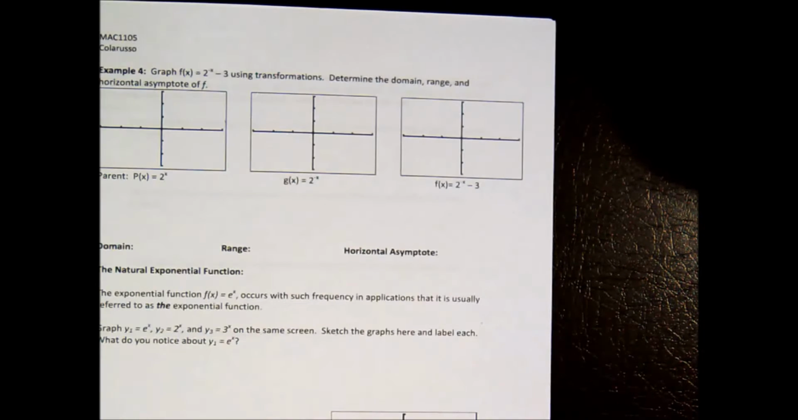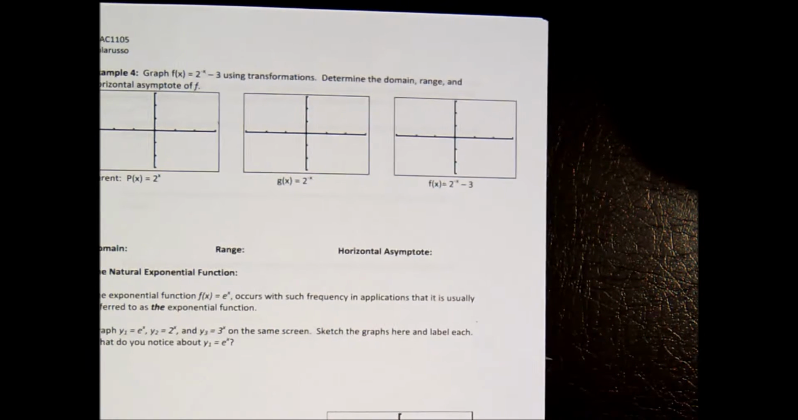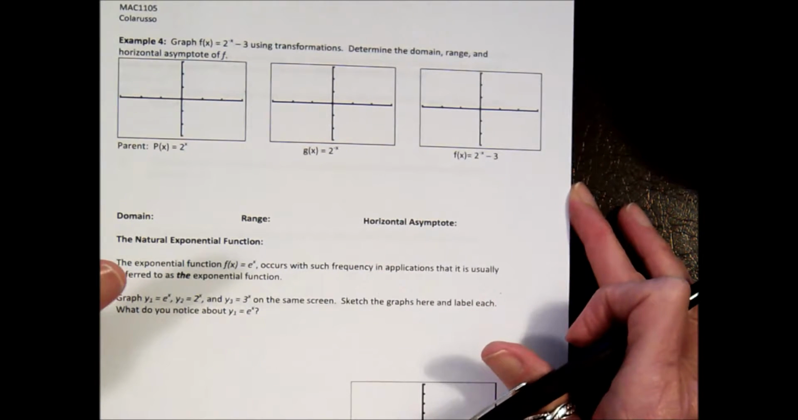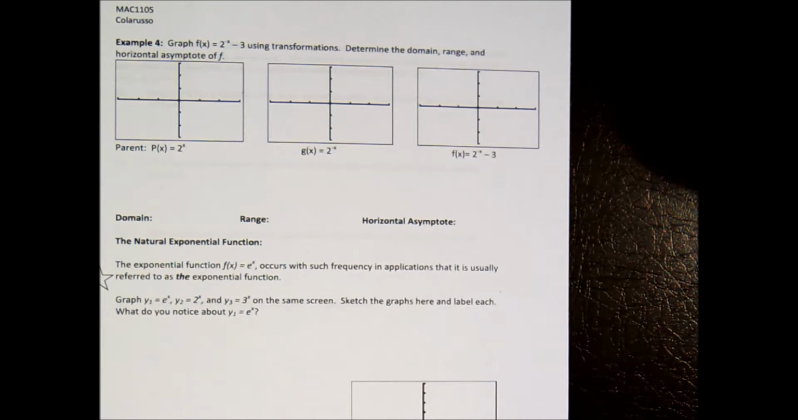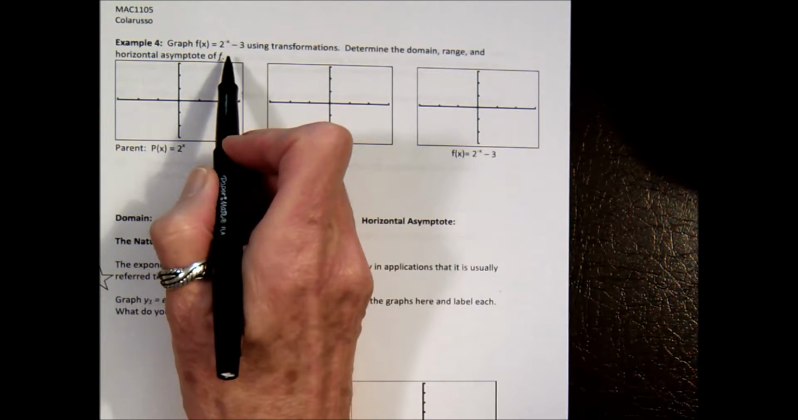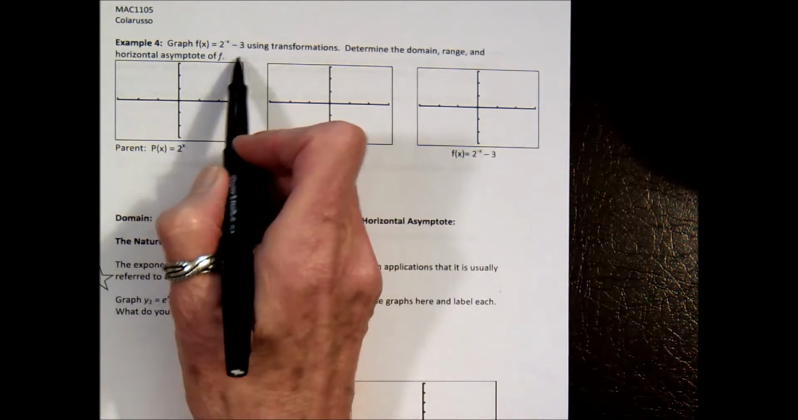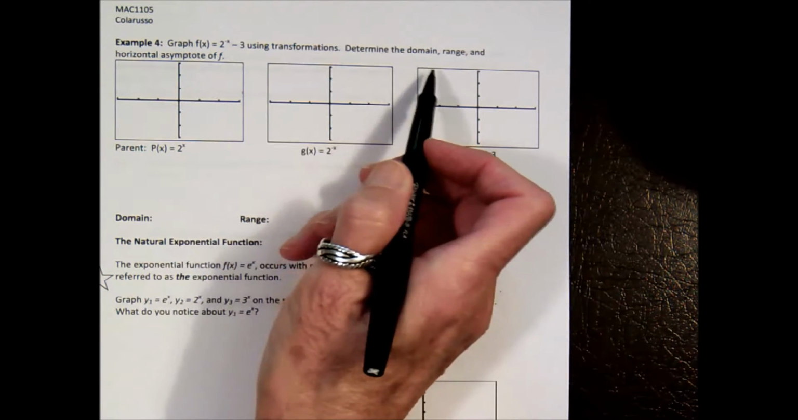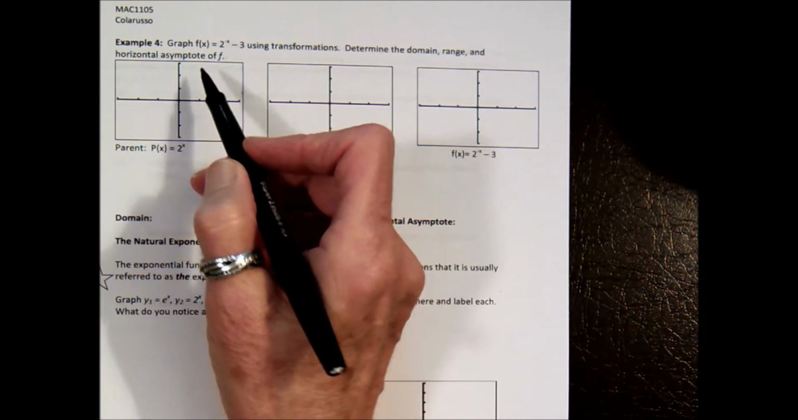All right, let's look at the next page using some things that we've done in the past, mainly transformations, and we're only going to do one of these because they're very difficult. It's very difficult to see transformations with exponential functions because they're so slightly different sometimes. So it says graph f of x equals 2 to the x minus 3. Actually, I think it's 2 to the negative x minus 3. Using transformations, determine the domain, range, and the horizontal asymptote, which we'll talk about in a second.